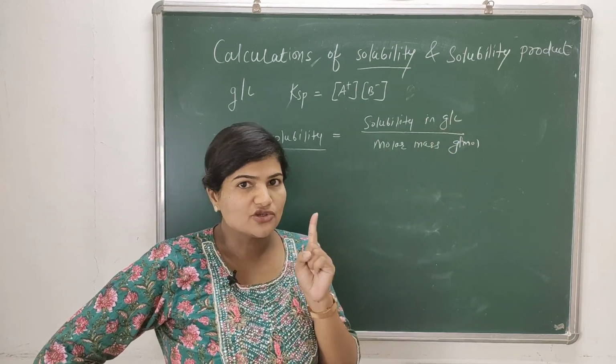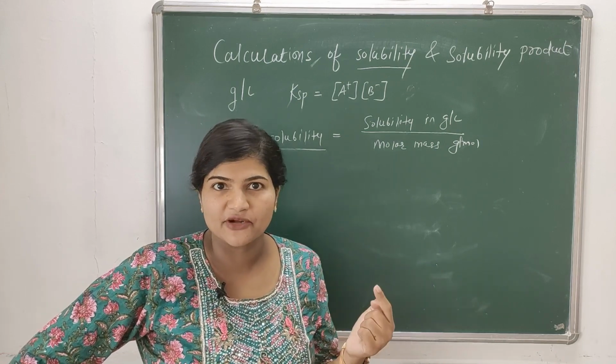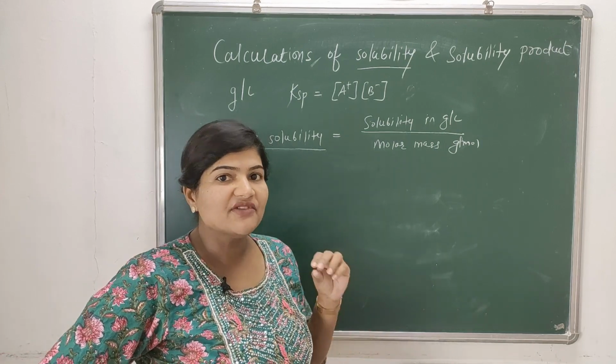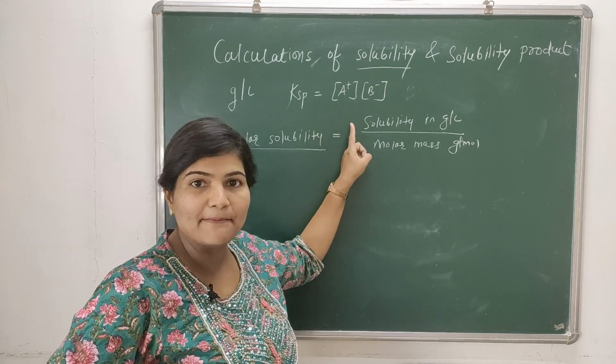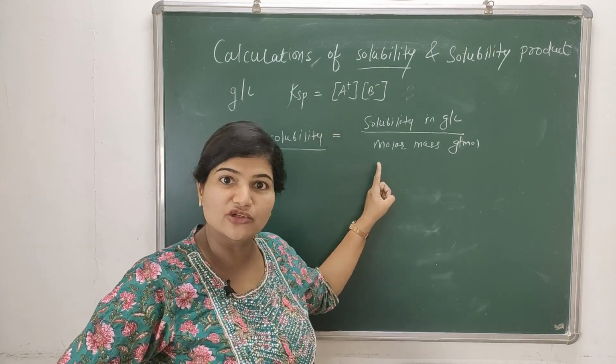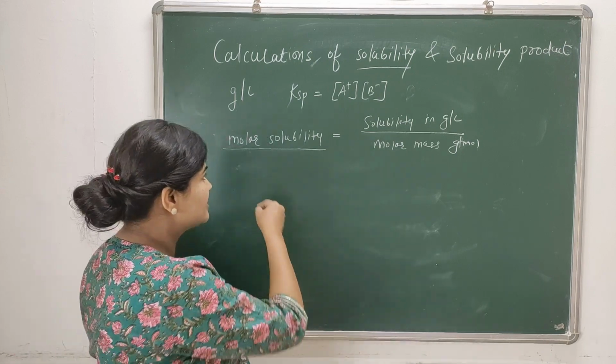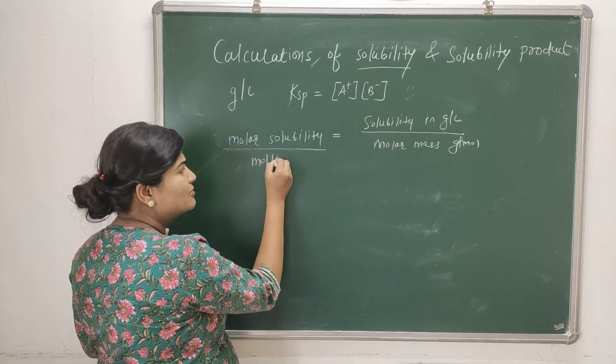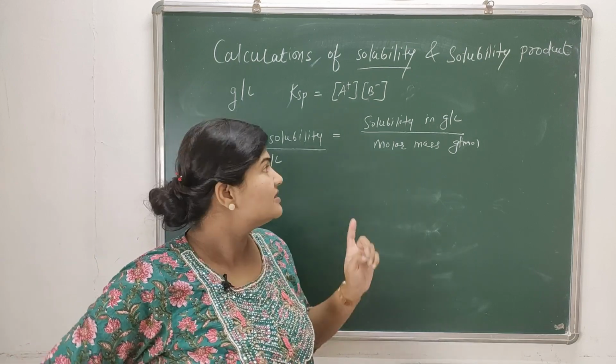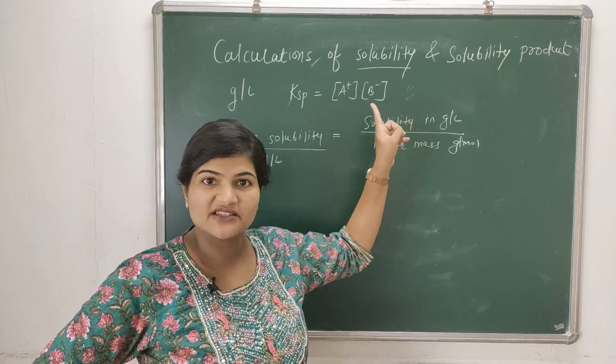So we have seen what solubility is. It is expressed in gram per liter. For molar solubility, we just divide the solubility in gram per liter by the molar mass of that particular salt, and we'll get the value of molar solubility in mole per liter. The unit is going to be mole per liter. And then we have seen how the Ksp is derived.